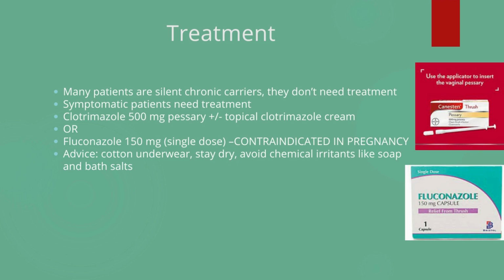You can give clotrimazole 500 milligram pessary with or without topical clotrimazole cream. Here in Pakistan, you can find it, for example, under the brand name of Canesten, right? Then there's fluconazole, 150 milligram single dose, but you cannot give this in pregnancy. You can give clotrimazole in pregnancy.